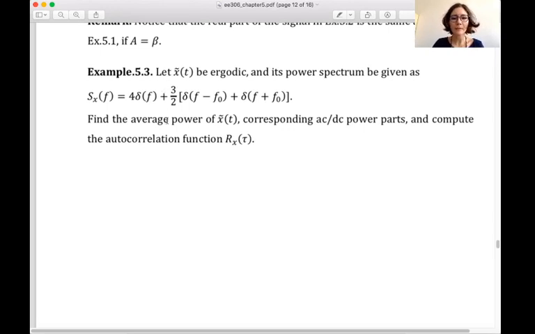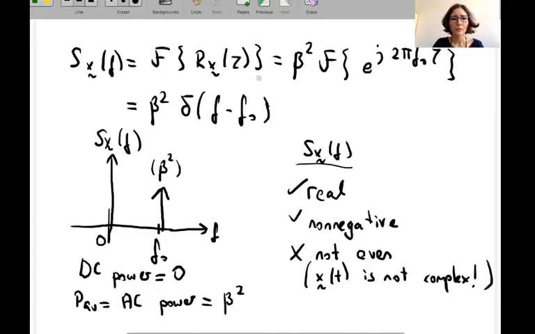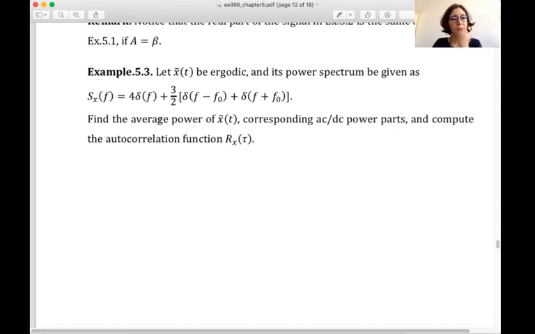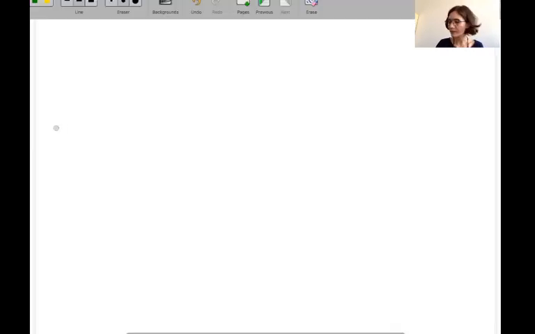Now, in this case, we are actually not given the expression for the random process. We are also not told about the autocorrelation function. The only thing we know is the power spectral density. So we're given the expression of the power spectral density. It actually consists of 3 impulses. And what we are asked to find is the average power of the random process, the AC power, DC power components, and also the autocorrelation function. Again, this is a very simple exercise.